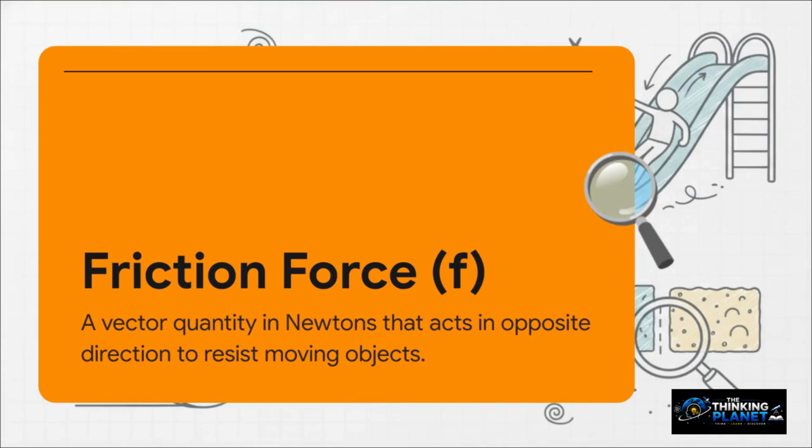Well, the answer to that mystery is ground friction. Whenever you see a moving object slow down and stop without any apparent interference, it's the friction force at play. And for your exams, you absolutely need to know this formal definition cold. So, friction force, which is denoted by a lowercase f, is a vector quantity. That just means it has a specific direction and it's measured in newtons. But most importantly, it acts in the exact opposite direction of the movement to always resist moving objects. So, if your football moves to the right, friction pushes to the left. It is literally the ultimate resistor.